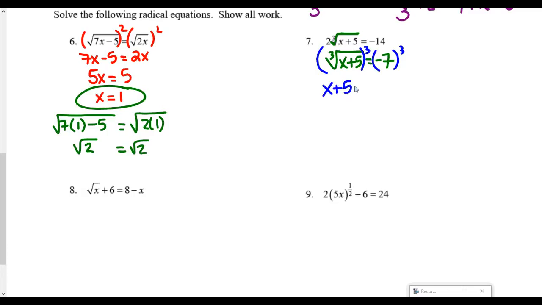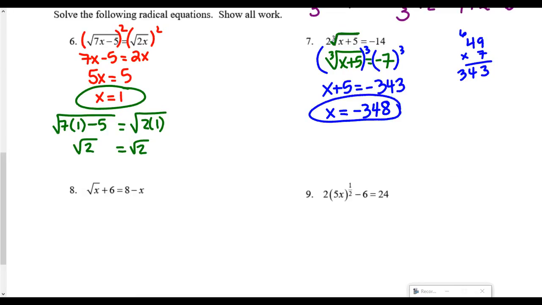So I have x plus 5. Now I've got a cube of -7. A negative times a negative times a negative is a negative. And 7 cubed is 343. If you didn't know that, just do some scratch work over here. 7 times 7 is 49. 49 times 7, that's 63 and 280, so that's 343. All right, now I move the 5 over by subtracting. I get x is negative 348.